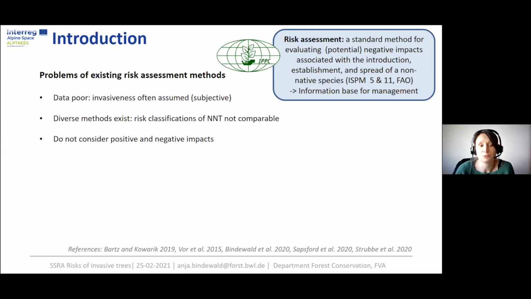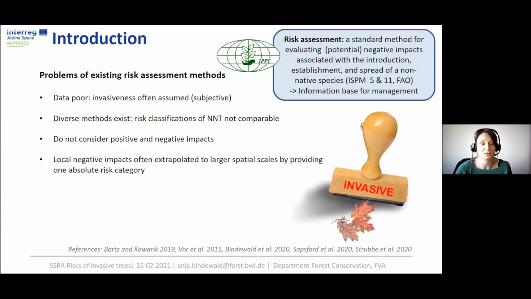Most of the tools do not consider that the species can have both positive and negative impacts. Often locally observed negative impacts are extrapolated to larger spatial scales by providing only one absolute risk category, which is often invasive or potentially invasive. Therefore, the tools do not consider the extent of the area which is actually or potentially affected. And so we do not really know how big the problem really is.